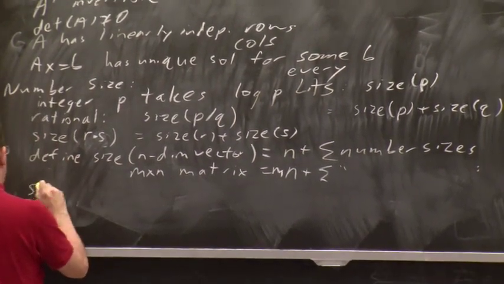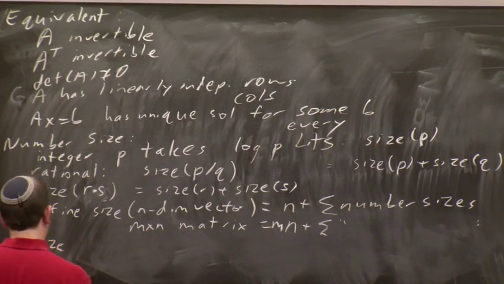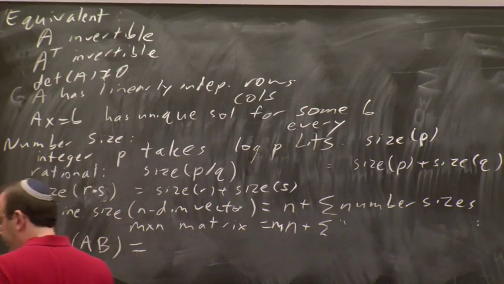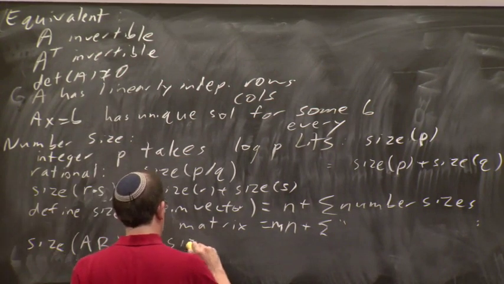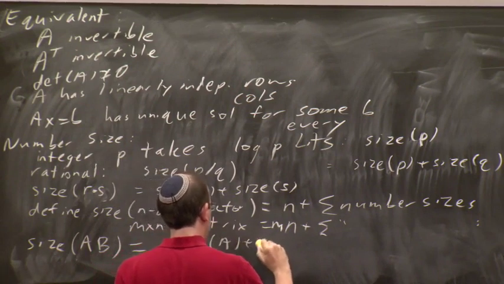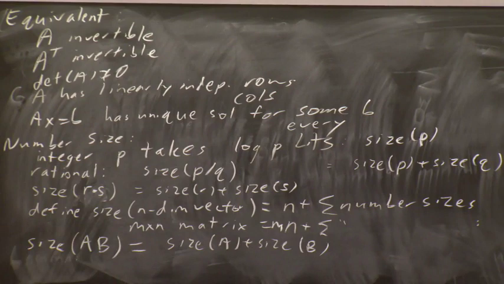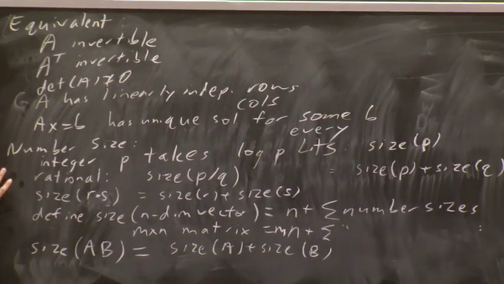So now let's ask some more. Now that we've got matrices and vectors, what is the size of a matrix product, A times B? Well, that also turns out to be additive. You just sum up the two matrices, and ditto for a matrix vector product. So now that we've defined sizes and understand a little bit about how they operate, we can talk about what we want in our algorithms.